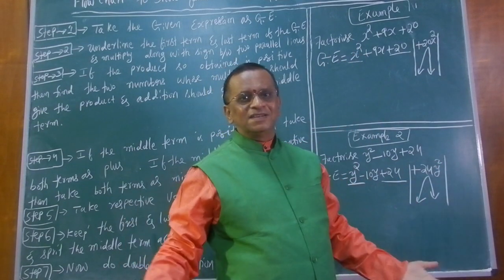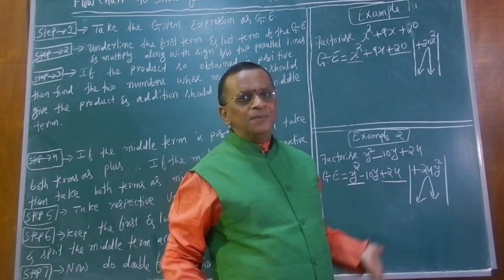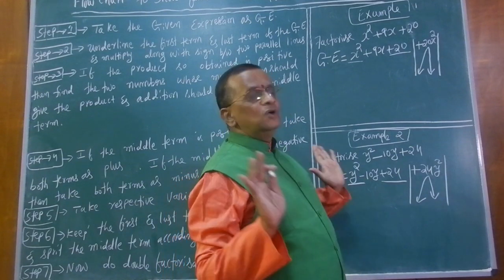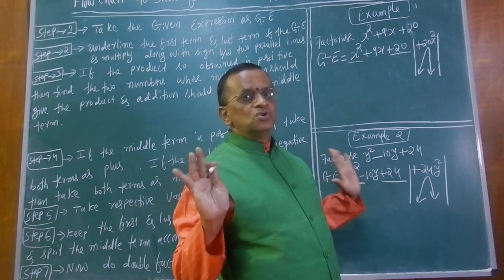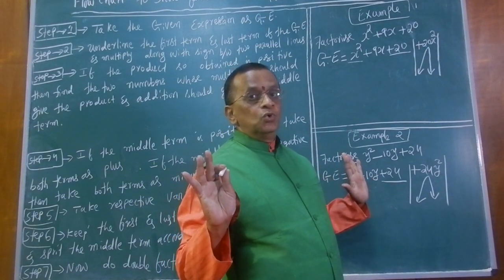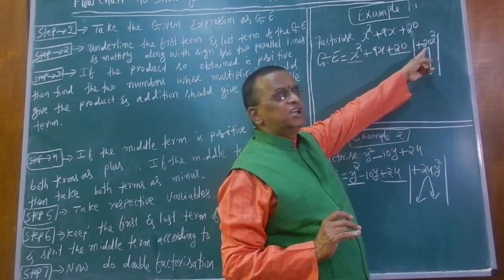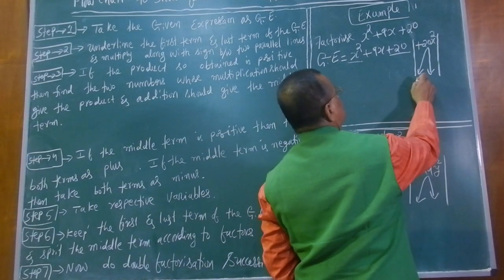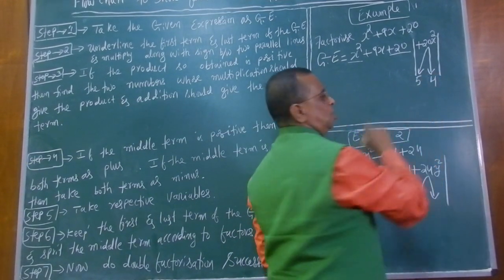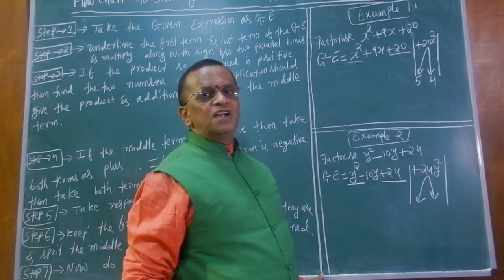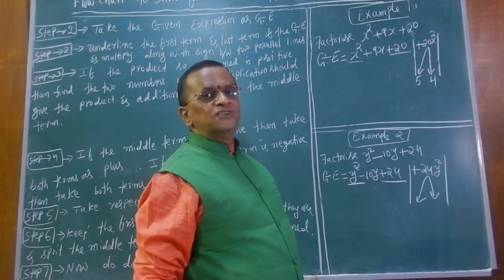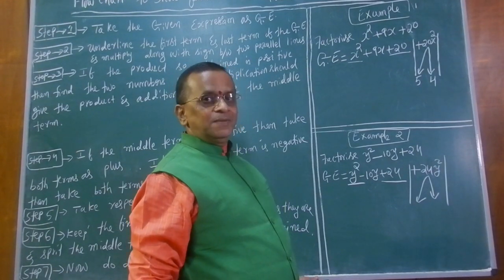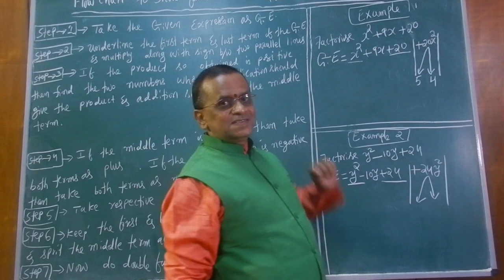So you can guess it. You know tables very well. Therefore, you have to guess which are those numbers whose multiplication gives 20 and addition gives 9. Those numbers are 5 and 4. 5 4s are 20, and 5 and 4 addition gives 9. That is in that case.